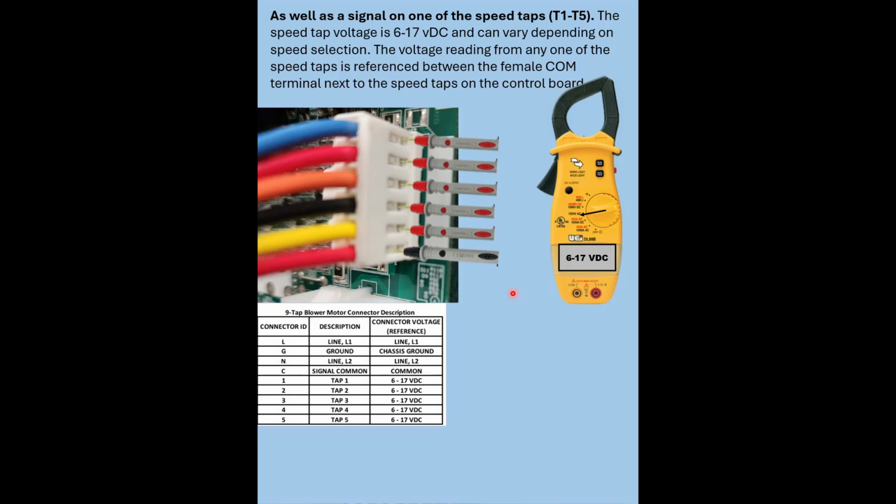The voltage reading from any one of the speed taps is referenced between the female common terminal next to the speed taps on the control board. And that's right here.